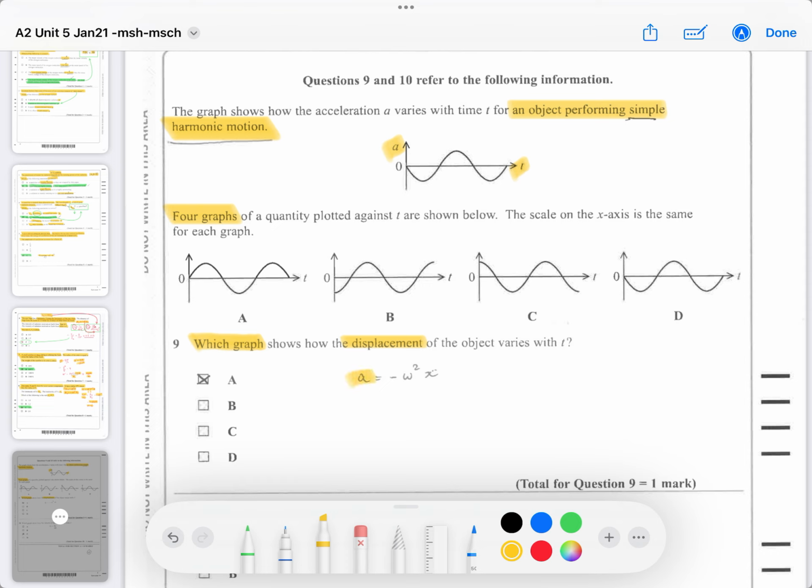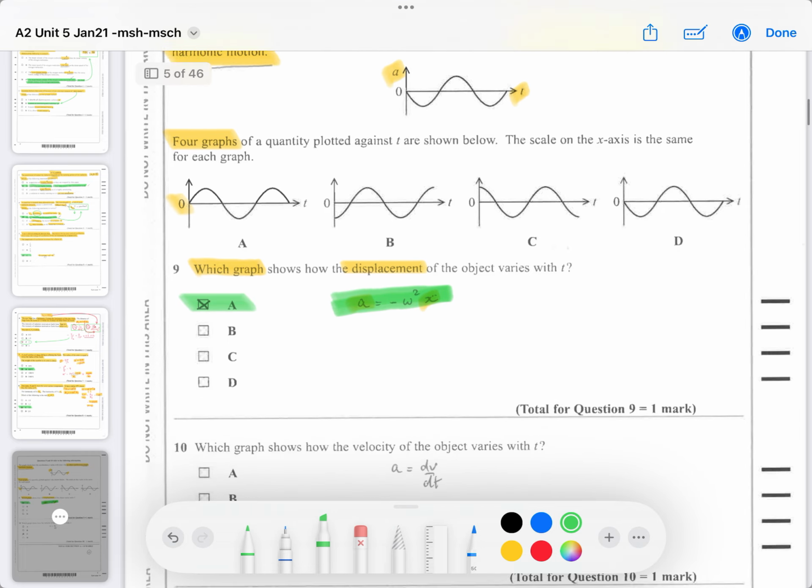Remember, acceleration is the negative of displacement, so you want the inverse graph. So where at the beginning A is 0 going down, you're looking for A is 0 going up. So the answer is A, the only one which has 0 and then going up. Okay, so it basically comes from this equation. That's the defining equation for simple harmonic motion.